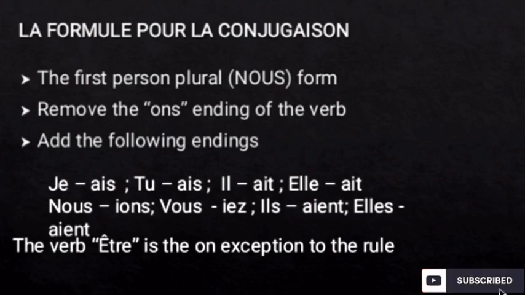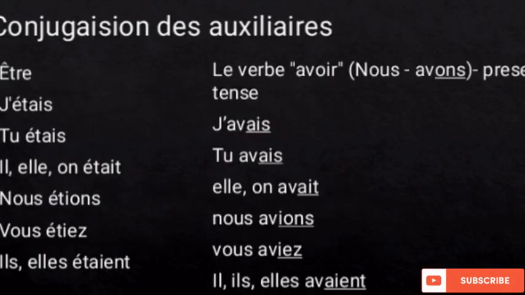This formula of going to the nous of the first person plural in the present tense is applicable to all verbs except the verb être. For the verb être, what the French people did was that they went to the participe of the verb, and then they took it, removed the last E, and added the endings. Let's look at that.